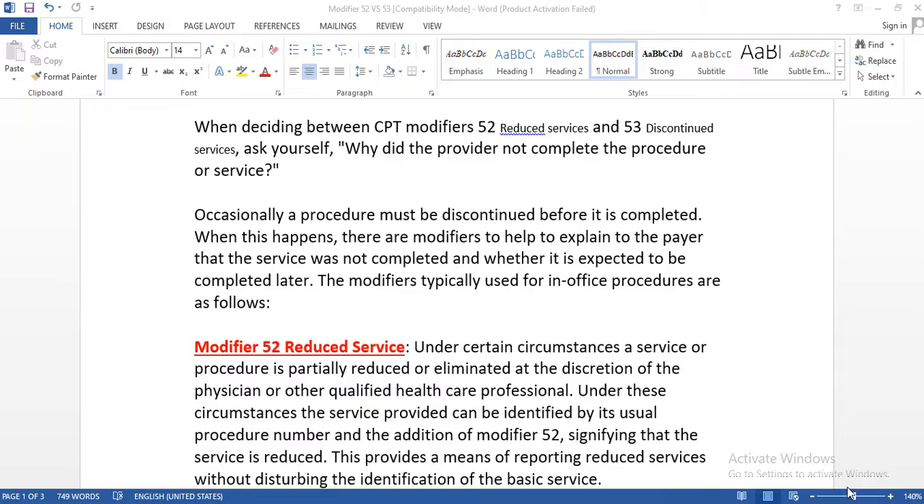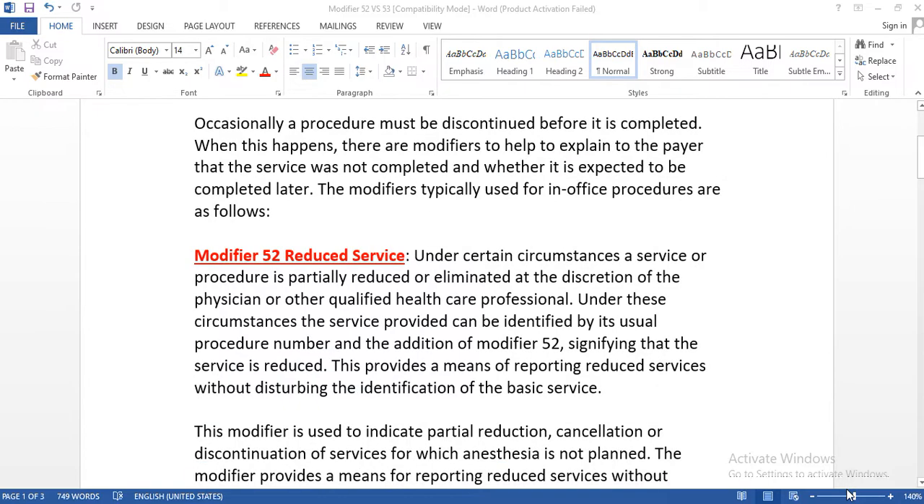we need to ask ourselves, why did the provider not complete the procedure or service? We are going to use these two modifiers because of the reason the provider did not complete the procedure. Occasionally a procedure must be discontinued before it is completed. That is common everywhere. When this happens, there are modifiers to help explain to the payer that the service was not completed and whether it is expected to be completed later or not.